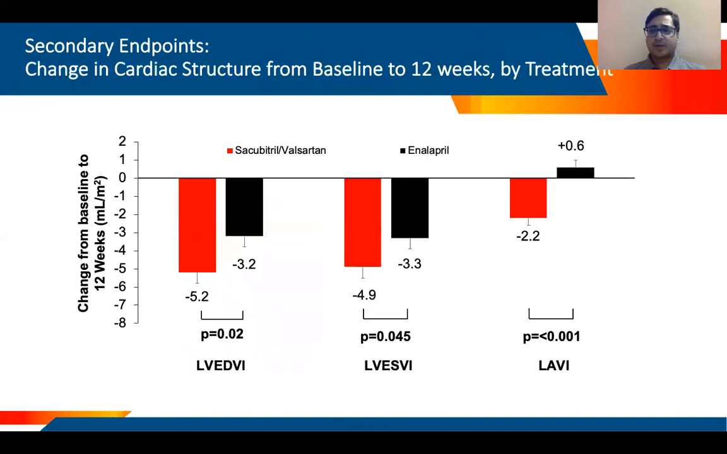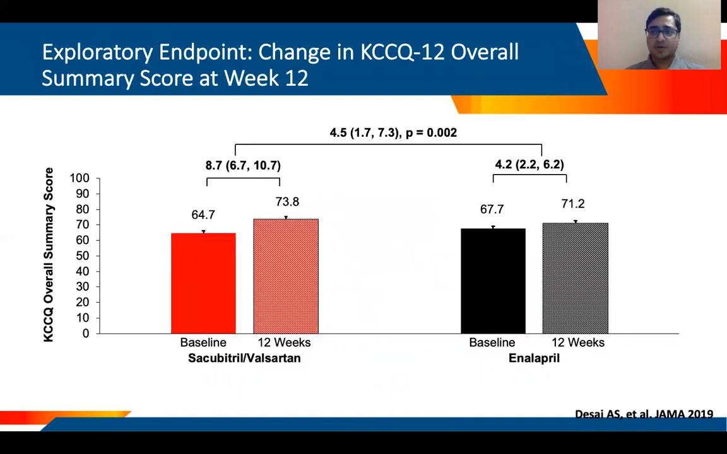And the secondary endpoint was the changes in cardiac structure. If you can see the LVEDV changes, LV end systolic volume changes, and LA volume changes, the LA volume index change is statistically significant, and the other parameters showed numerically lower values, which did not reach significance, but still the numerical value is pretty much lower.